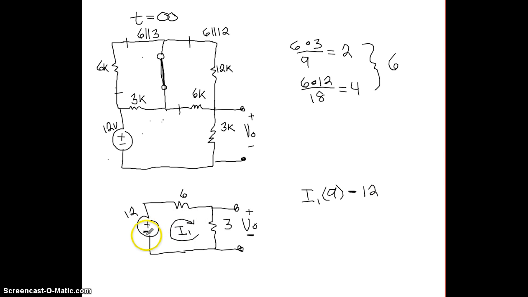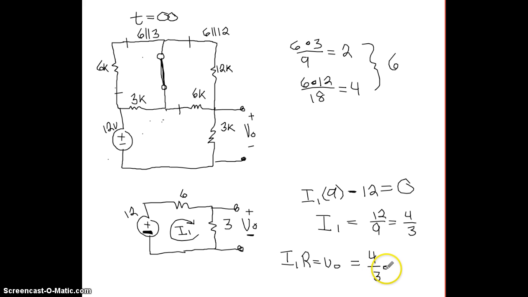Notice how when we go around this loop, we're going to hit the negative sign first. That's why we make it a negative 12. It's equal to 0. So our current is going to be 12 divided by 9, which is 4 over 3, or 1.33. So now we're going to get that current, and we're going to multiply it by that resistor 3 to get the voltage. So we have 4 over 3 times 3, which is going to give us a voltage of 4 volts.